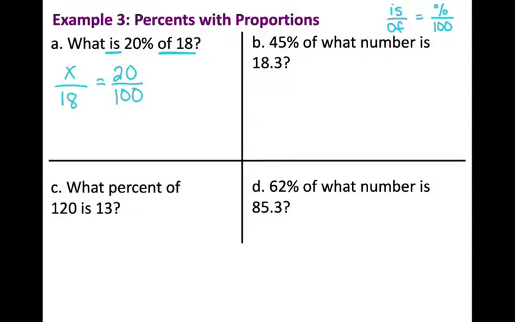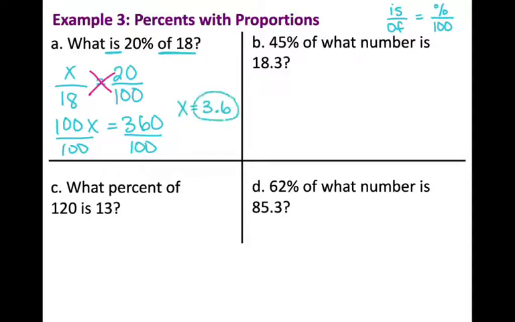I can cross multiply, so that leaves me with 100x equals 360. Divide by 100, and I get x equals 3.6. So that means 3.6 is 20% of 18.